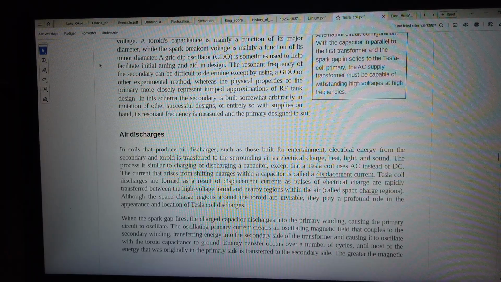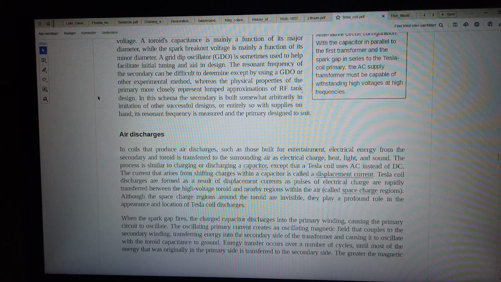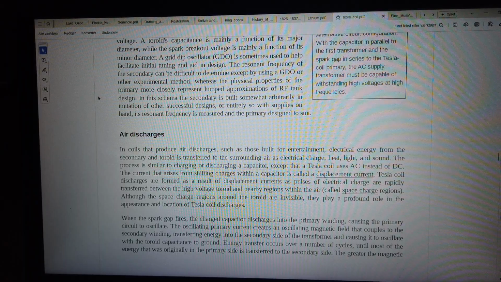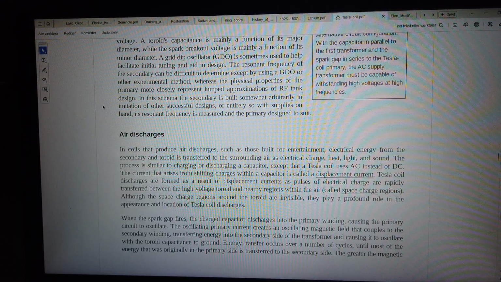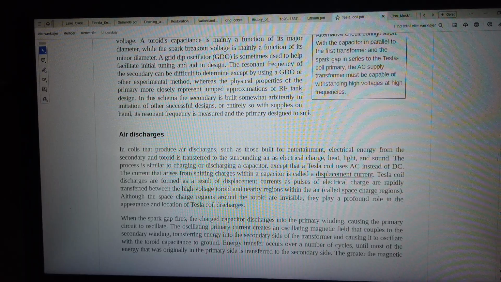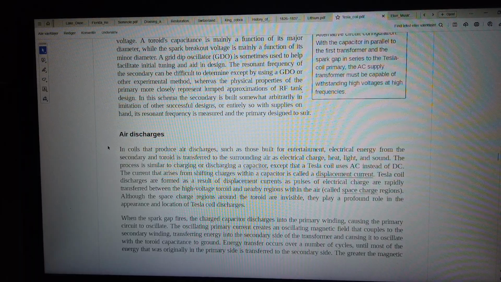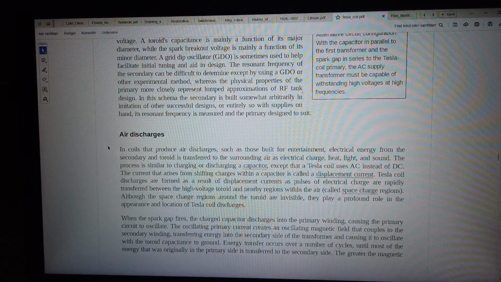A grid dip oscillator, GDO, is sometimes used to help facilitate initial tuning and aid in design. The resonant frequency of the secondary can be difficult to determine except by using a GDO or the experimental method, whereas the physical properties of the primary more closely represent lumped approximations of RF tank design. In this schema, the secondary is built somewhat arbitrarily in imitation of other successful designs, or entirely so with supplies on hand. Its resonant frequency is measured and the primary designed to suit.